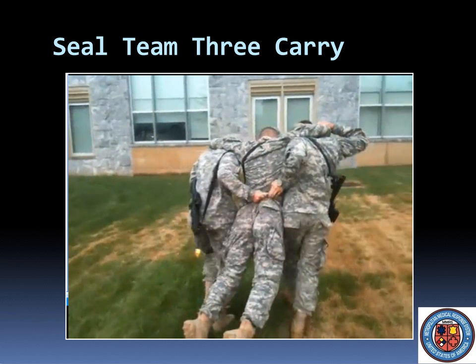The SEAL Team 3 carry is a hybrid between the Hawes carry that we saw earlier and the two-person side-by-side carry. The benefit here is this can be done with either a conscious or an unconscious patient. All you need to do is get the arms up around the shoulder of each rescuer and then reach behind and grab either the belt or the web gear to support the hips.